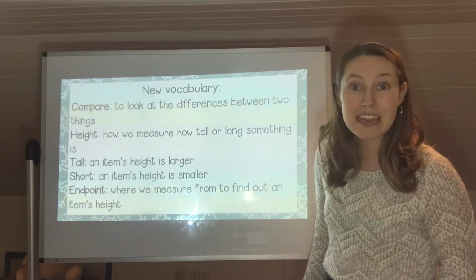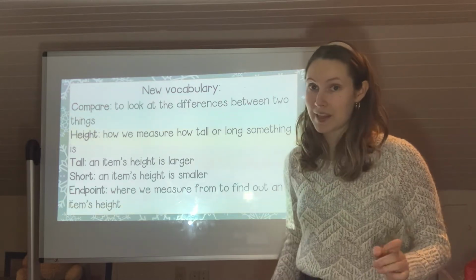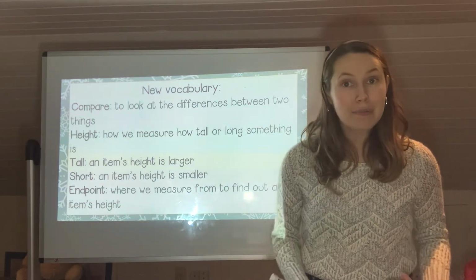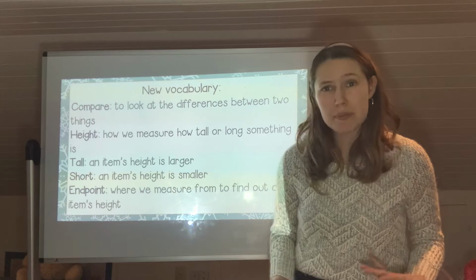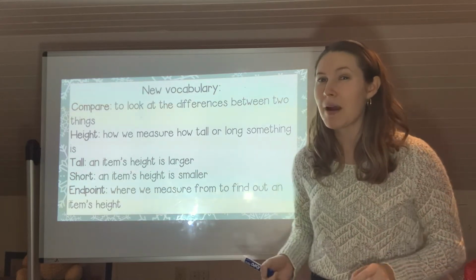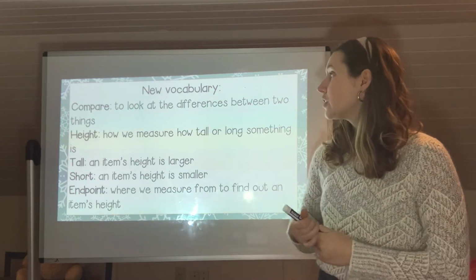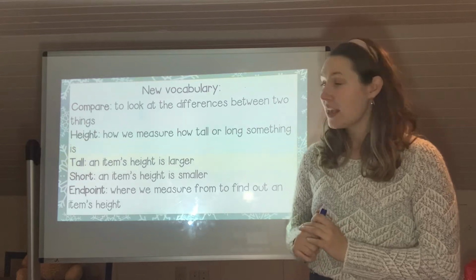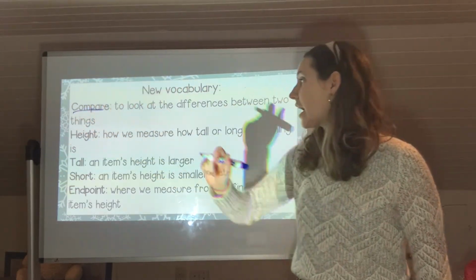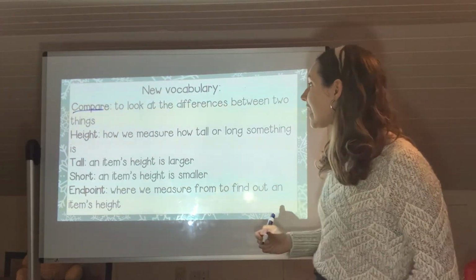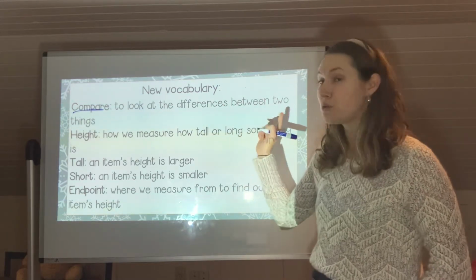Like I said, to begin, we're going to go over some new vocabulary. Now remember that vocabulary are words that we might not be totally familiar with, words that we might not really understand yet. So we're going to talk about what they mean. Our first word is compare. Compare means to look at the differences between two things.